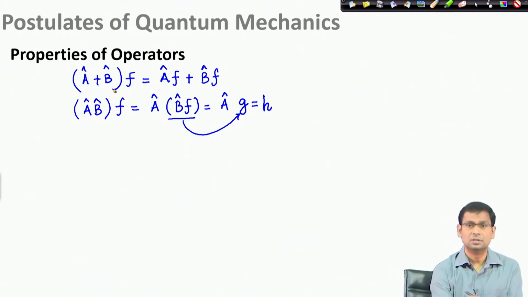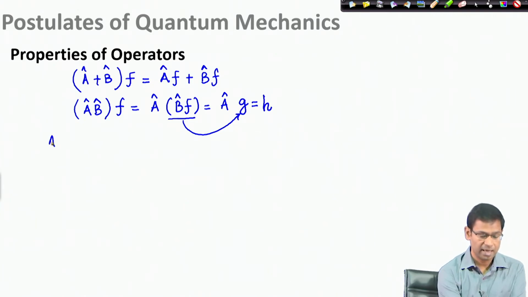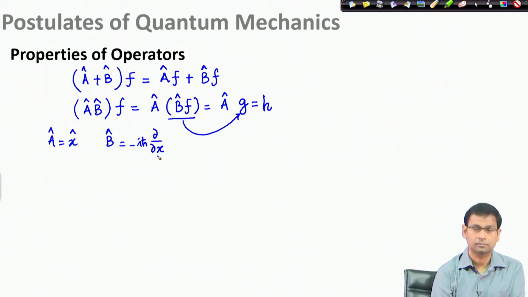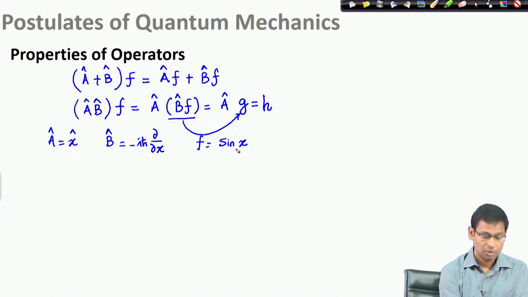We would now apply these two rules by taking two operators and an example function. So, in our example, let us say operator A is our position operator and operator B is our momentum operator, and I am using only the x direction. Let us define our function f, which is simply a sin x function. So, what would be the action of A plus B?